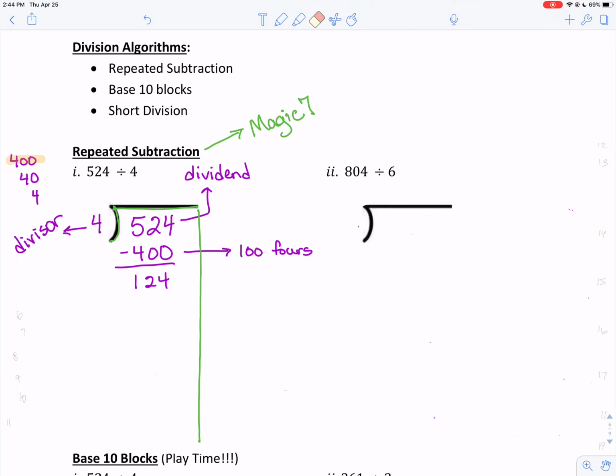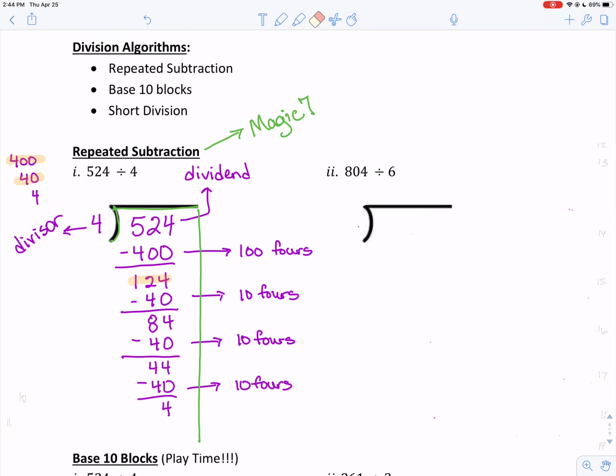Now, we've got 124 left. We can't take 400 out of that, but we can take 40 out of that. So that's what we'll do. We'll subtract 40. We now have 84. Notice we have now subtracted 10 fours. I'm going to keep doing that. I can take 40 more away, and that's 10 fours. 40 more away, and that's 10 fours.